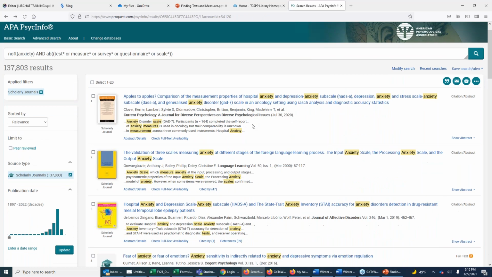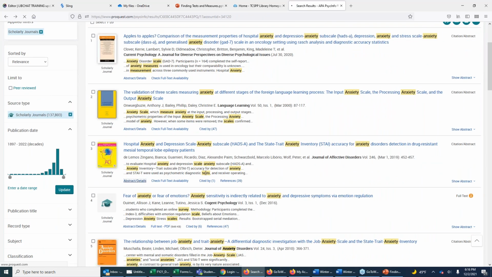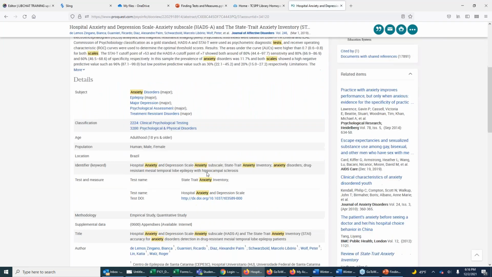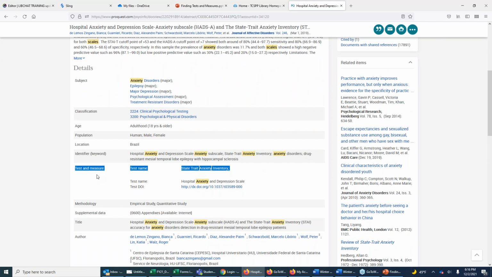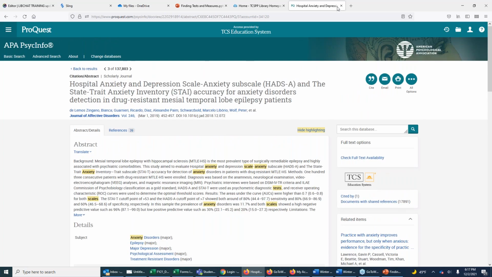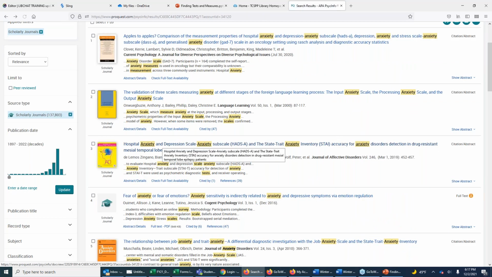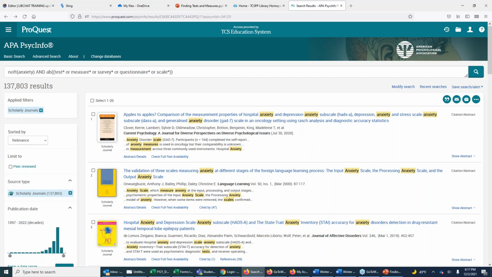Now this is probably the slowest way to, oh, here we go. So here we have one where we have the tests and measures used in this particular study. So they use the trait anxiety inventory, I'm sorry, it's a long day, and the Hospital Anxiety and Depression Scale. So that's basically how you would do the research on other studies and see what measures or tests they're using to measure what you're looking for. So that's one way to do it.